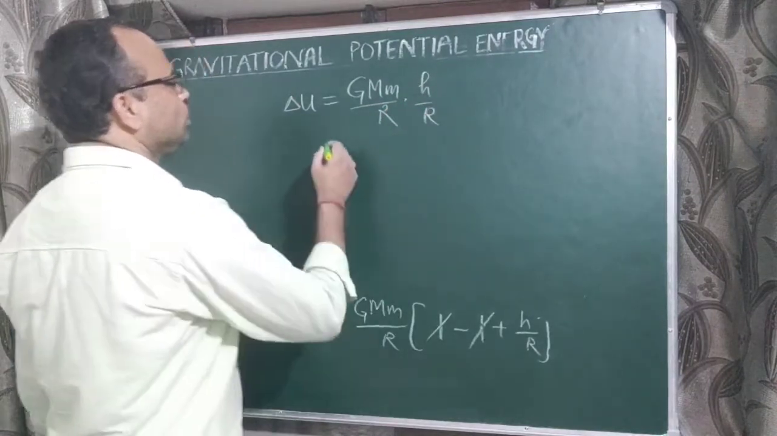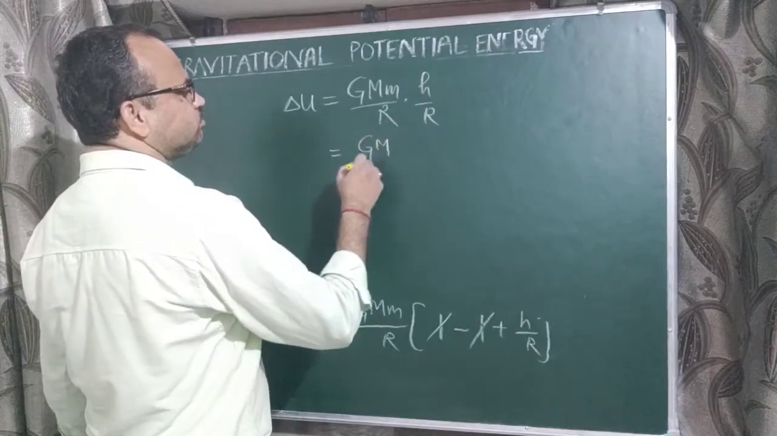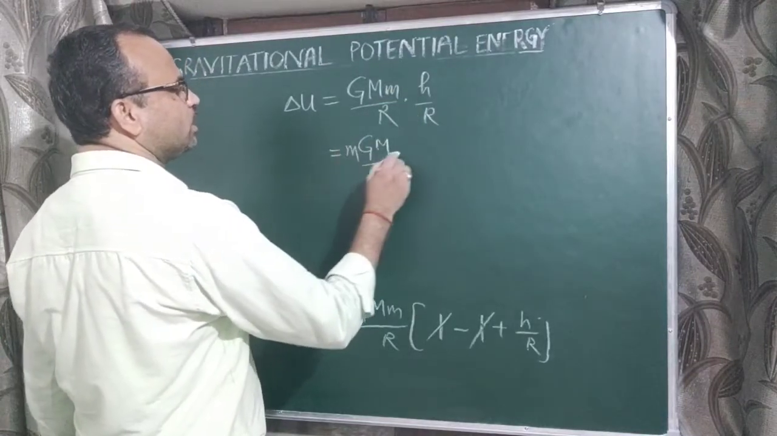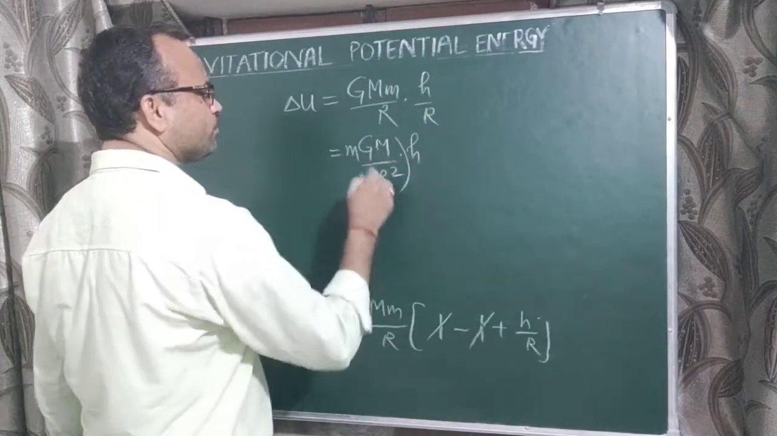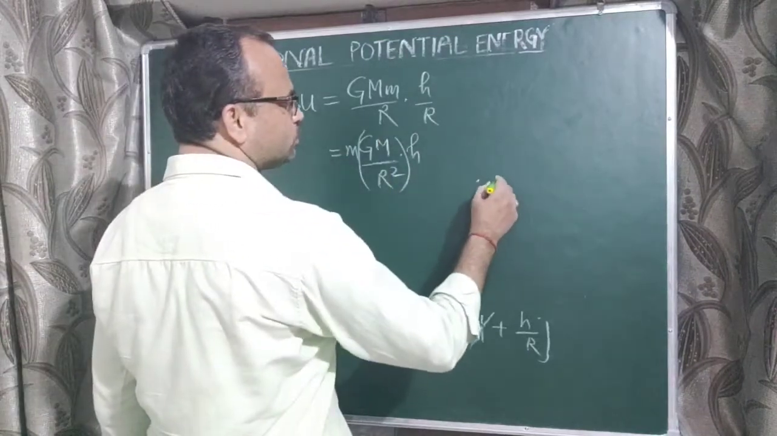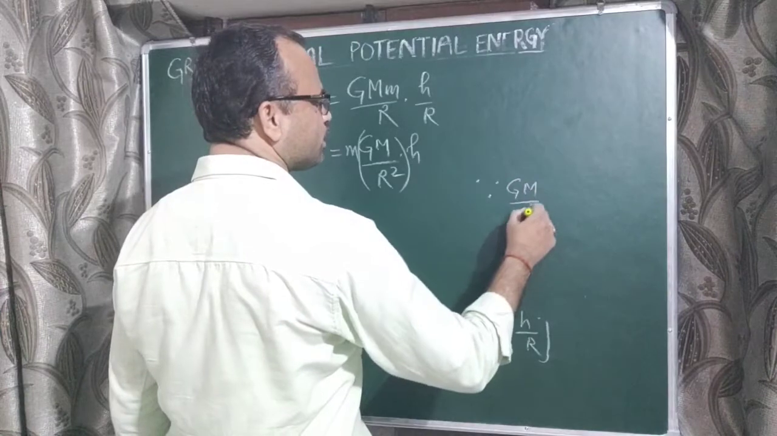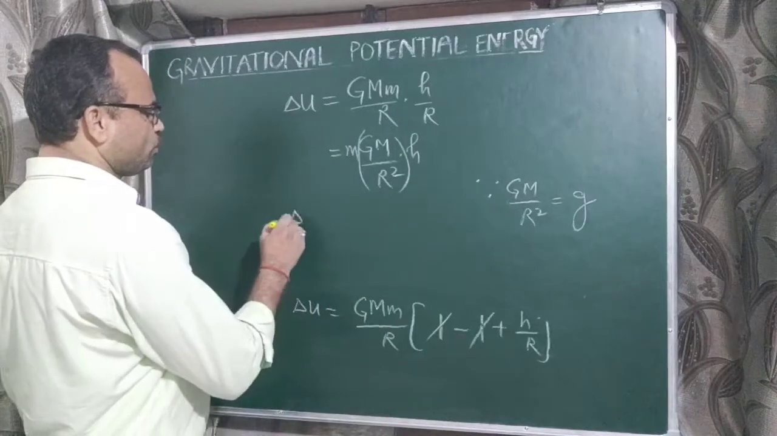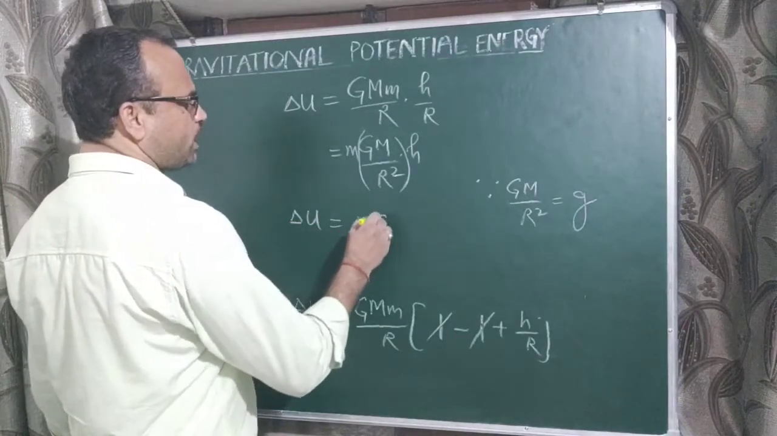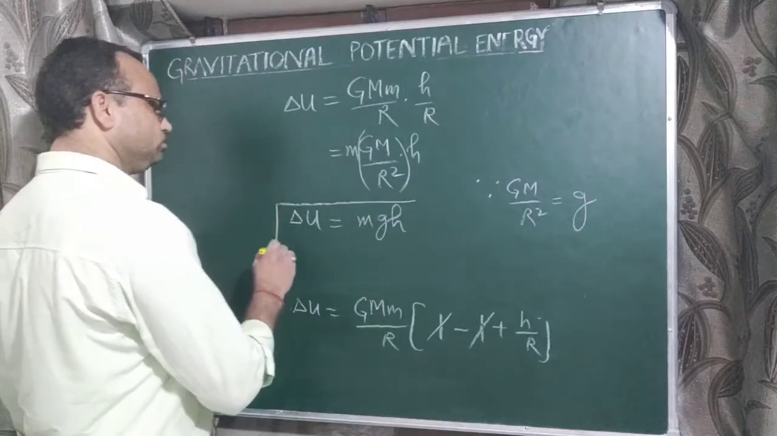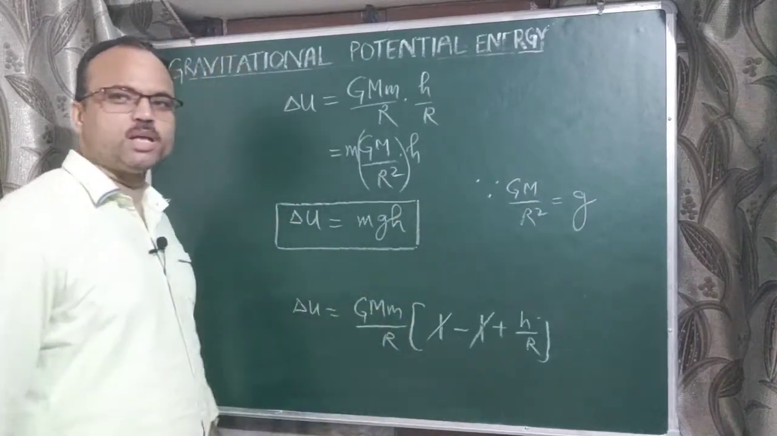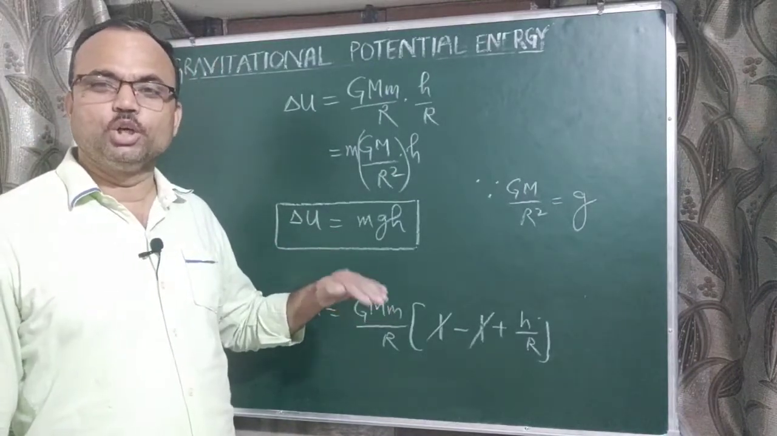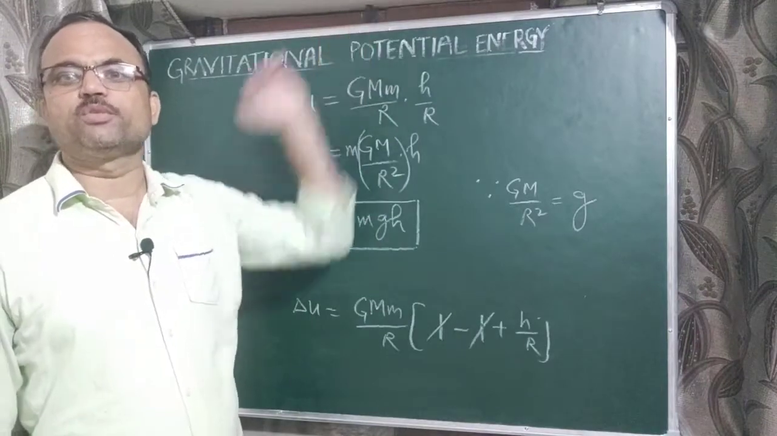So GM upon R square, with this m written here and this h here. Since GM upon R square is equal to small g, the acceleration due to gravity, we get delta U equal to mgh. This is the change in potential energy of a body when it moves from the surface of the Earth to a point at a height h from the surface of the Earth.